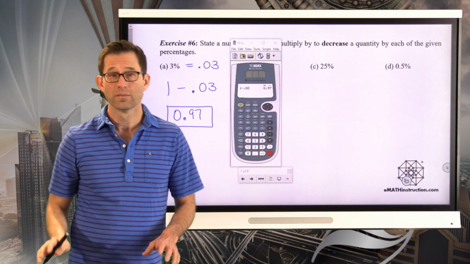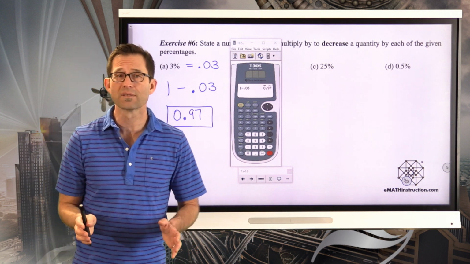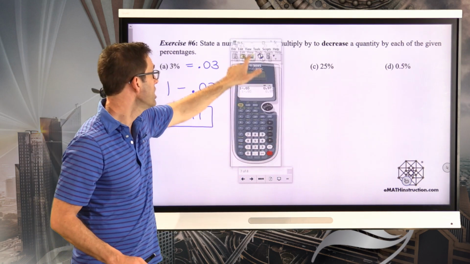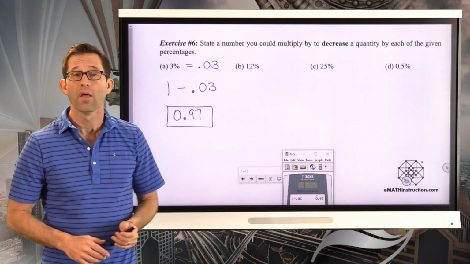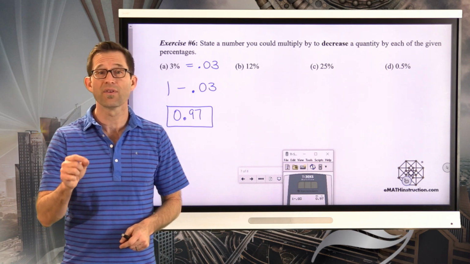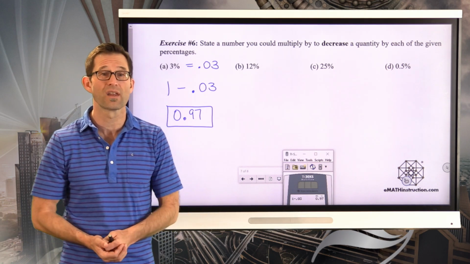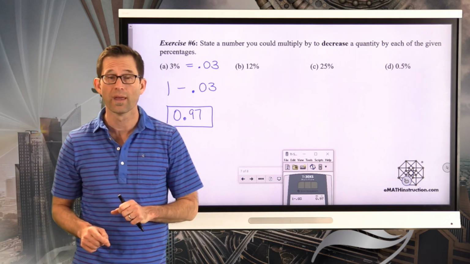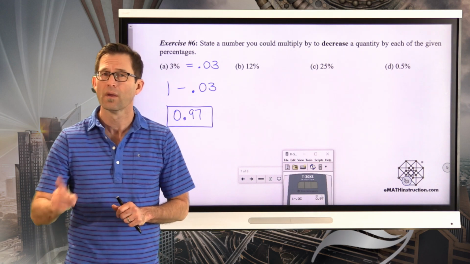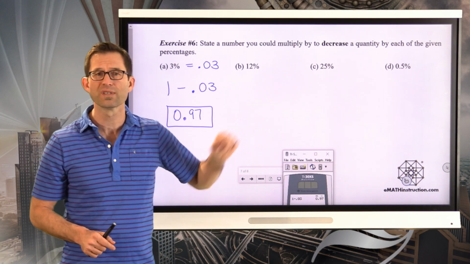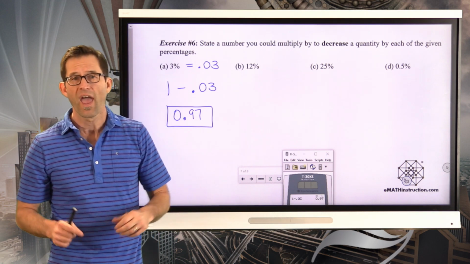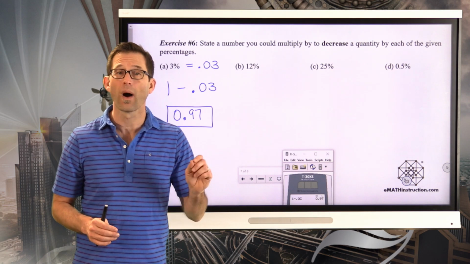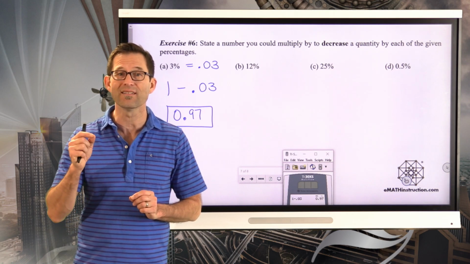The other way, though, the more common sense way, is to say, look, if I'm going to decrease something by 3%, that means I'm going to have 97% left, right? If I started with 100% on a test and I lost 3%, I'm going to have 97% left, right? So I multiply by 0.97. Think about it this way with the 12%, right? If I started with 100% and I decreased by 12%, I would have 88% left. So I would multiply by 0.88.